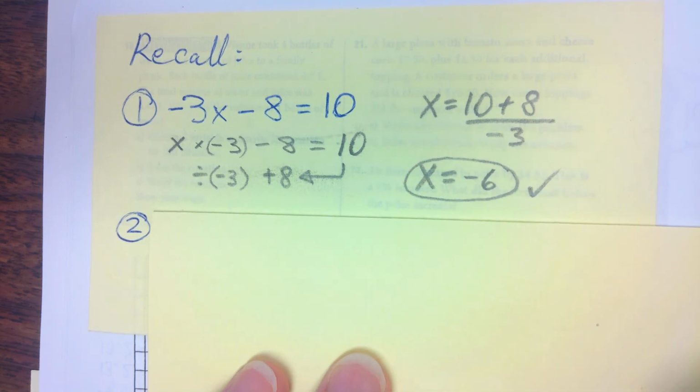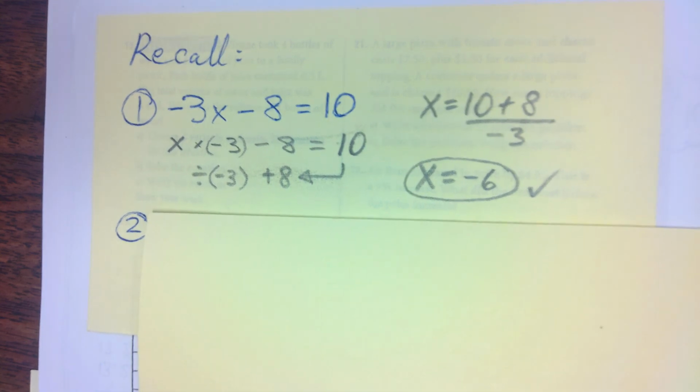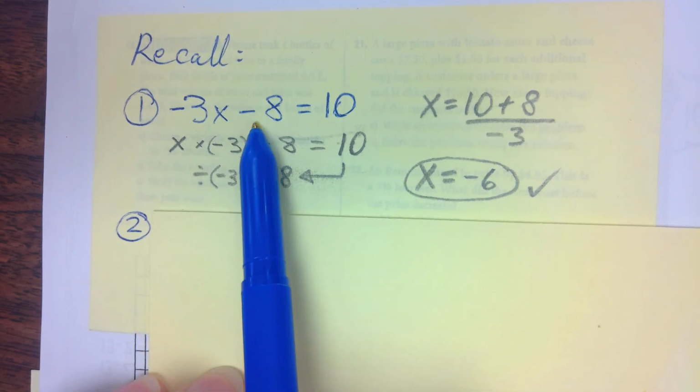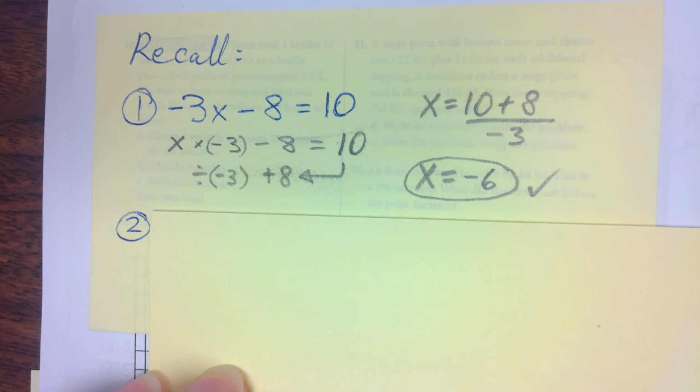-6. Good job. Okay. How can I know I got perfect on the test before I submit? Tessie? How can I check? Plug -6 into x. -6 times -3 is 18. 18 minus 8 is 10. Perfect. Right. So always check your answer. You can know that you got perfect before you submit.